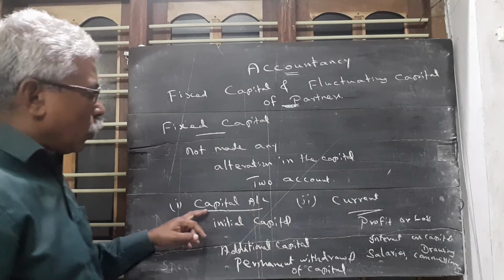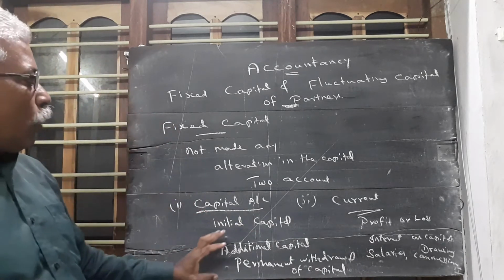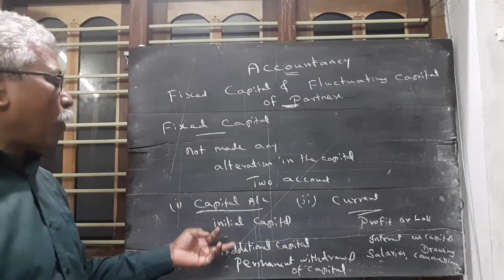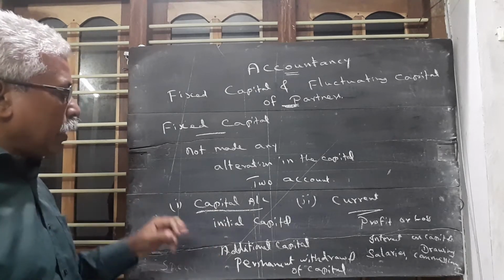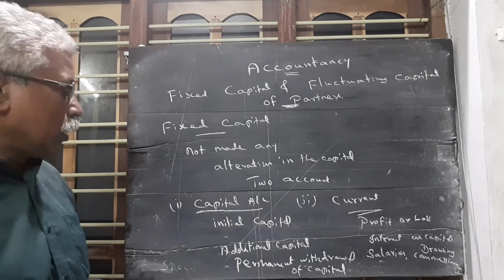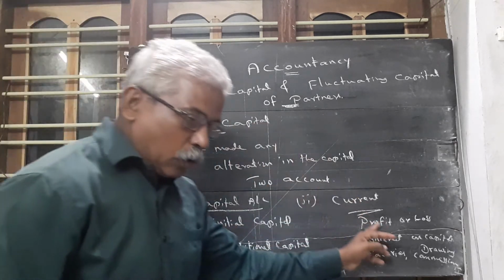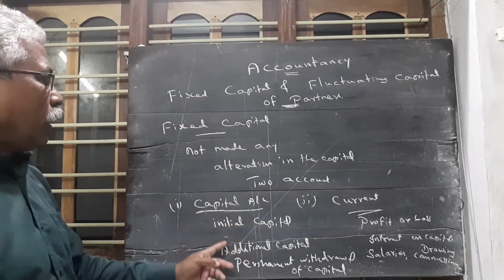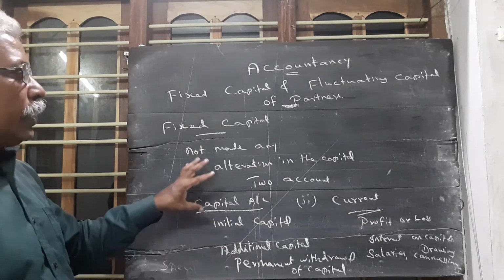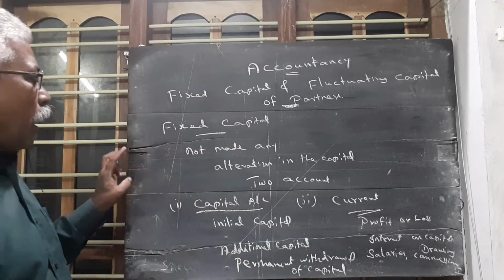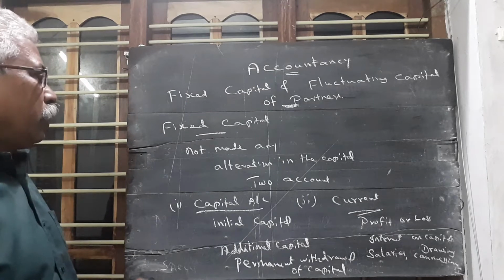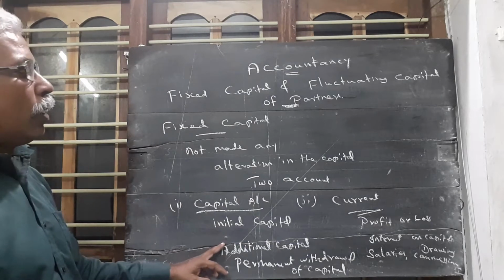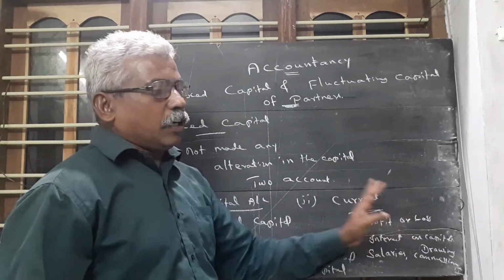In the capital account, only the capital amount is recorded. Capital amount means initial capital. If a partner invests any additional capital, it is also recorded in the capital account. Normal drawings are entered in the current account, but permanent withdrawals of capital are recorded in the capital account. So they try to maintain their capital permanently. Not permitting any alteration in the capital is called fixed capital. Remaining adjustments are entered in the current account.